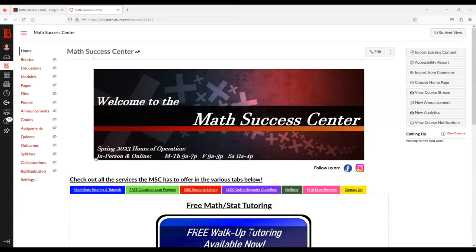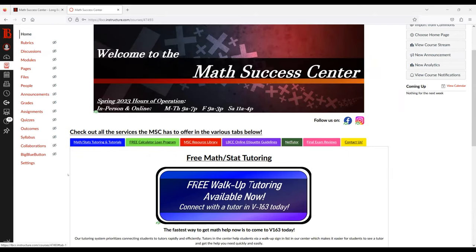You can also get to our Canvas page from your instructor's Canvas page. Right here on the left-hand side is this list of red links. Somewhere on here is going to be Math Success Center, and that is going to take you directly to this page. This page also has our hours right here, and it starts off by showing you exactly what we can offer you, free tutoring. That's going to be the most important service we can offer you this semester.